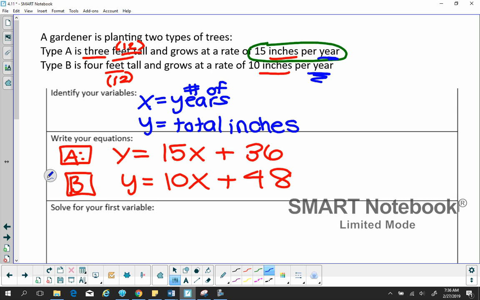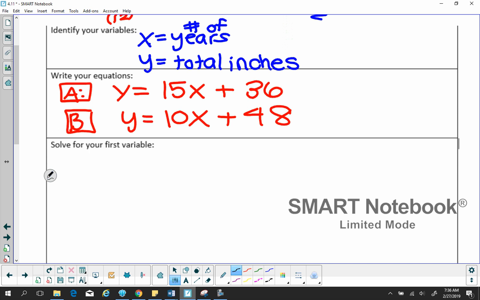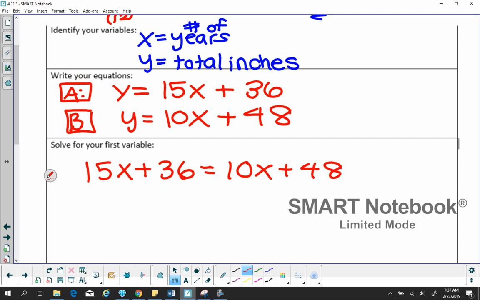Cool. So now we can see they're both equal to y. How do we use substitution when they're both equal to y? What do we do with those 2 equations? How do we solve that? If they're both equal to y, make them equal to each other, because I can just substitute that in for y. So 15x plus 36 equals 10x plus 48. And I draw my ruler.